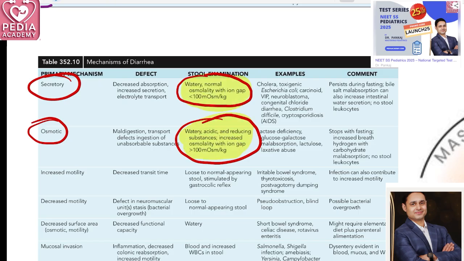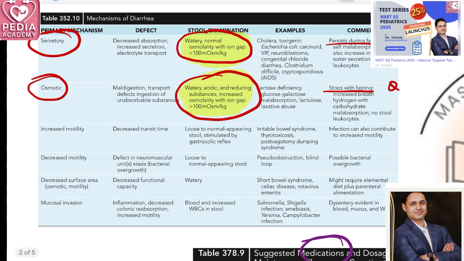Now forward, secretory diarrhea generally persists during fasting. Okay, it is very important. Osmotic diarrhea stops with fasting. Other diarrhea mechanisms are increased motility. This leads to decreased transit time, as in irritable bowel syndrome. Decreased motility and increased motility both can cause diarrhea.